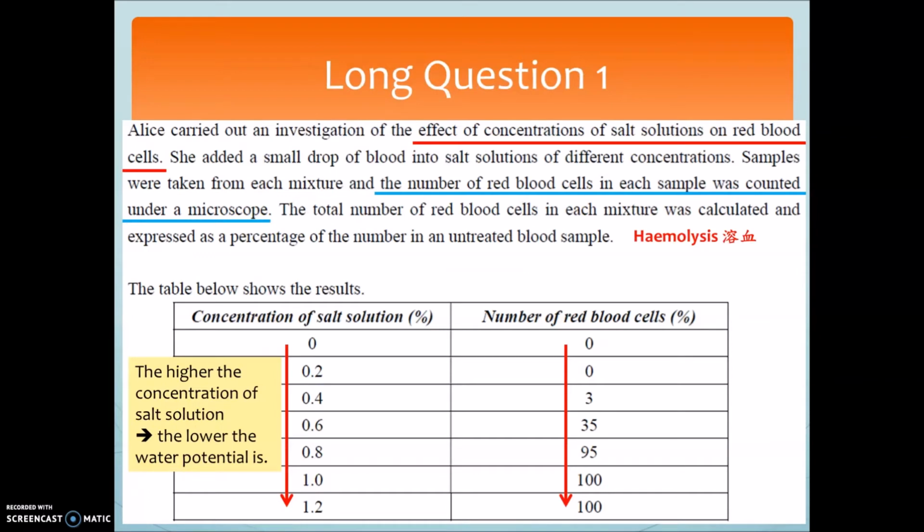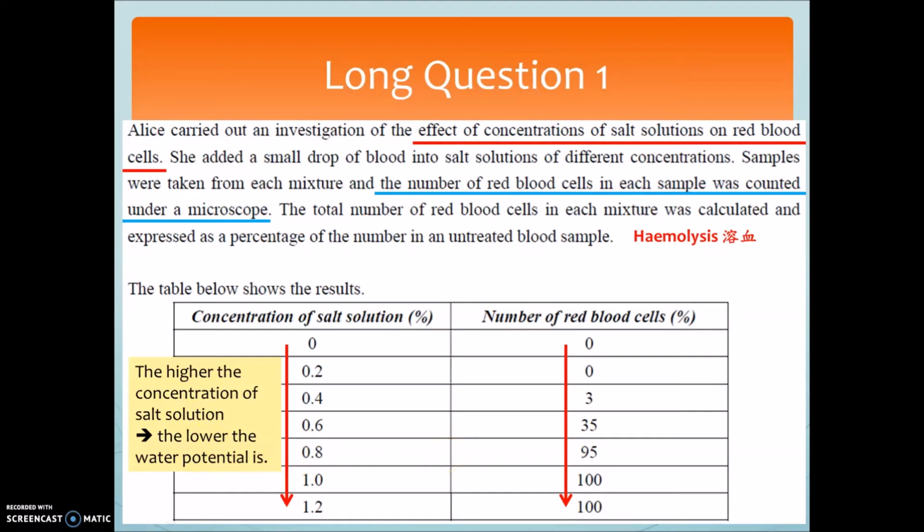And then the long question is talking about the red blood cell. We immerse them in salt solutions of different concentrations, and then observe the number of red blood cells under the microscope. And in the table, I just want to highlight one thing, the basic concept here. The higher the concentration of the salt solution, the lower the water potential is. That's what we learned before, okay?